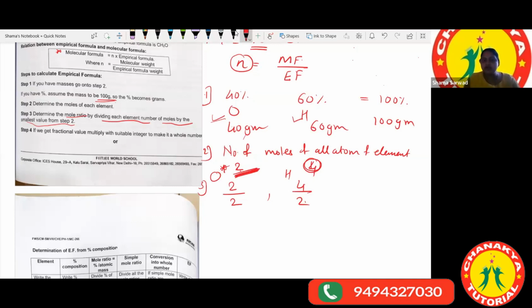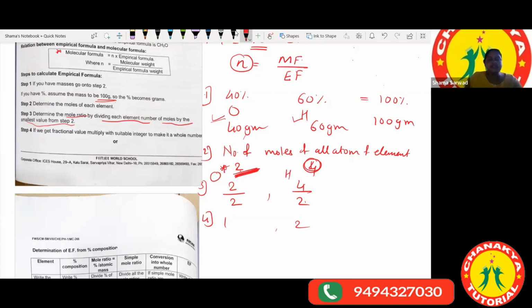So in step number 2, I got the smaller number of moles for oxygen, and I'm going to take it and divide 2 by 2 and as well as 4 by 2. Understand? It means all the numbers of moles I got for each element, I'm going to divide by the smallest number of moles. Now the 4th step, what do I have to do here? If we get a fractional value, multiply it with a suitable integer to make it a whole number. Now, by the grace of God, the values we get here are whole numbers, right? 2 ones are 2 and 2 twos are 4. So here we need not multiply, correct?